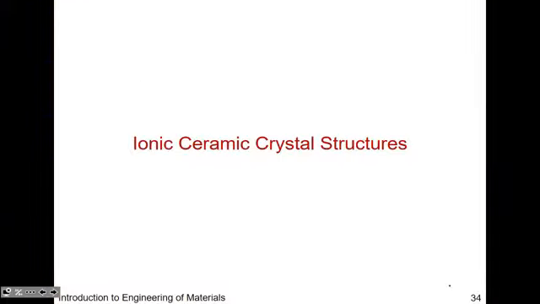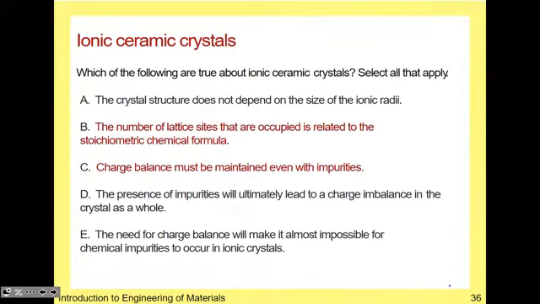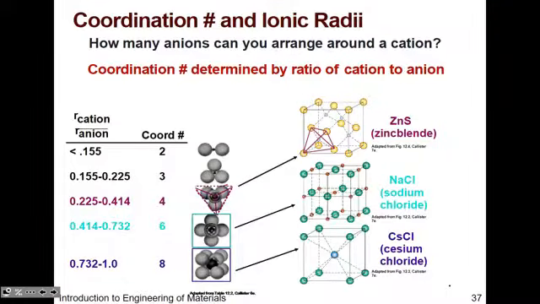Okay. So now we will get to ionic ceramic crystal systems. I want to go back to this example of coordination number and ionic radii to discuss how these systems are arranged and how they're different from metallic systems. And I believe there was a question about sodium chloride being cubic and whether or not cesium chloride is also cubic. The answer is yes.